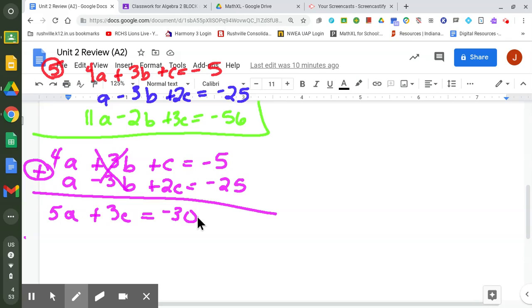So now I need to take two of the equations, a different set of two equations, and eliminate the b. So if I look at the red and the green, the b's already have opposite signs. So I'm going to eliminate those. So let's see here. I said equation 1 and equation 3.